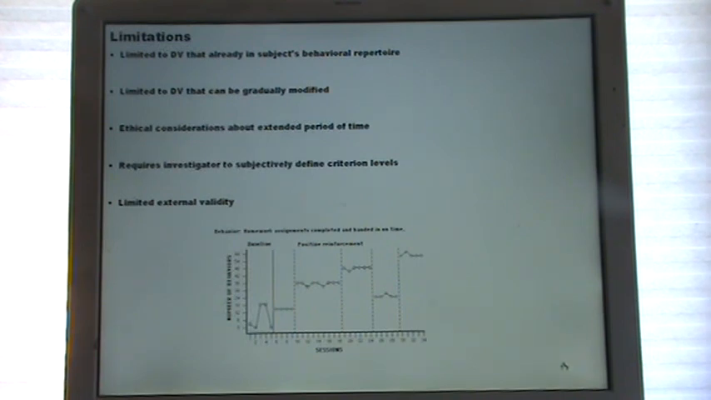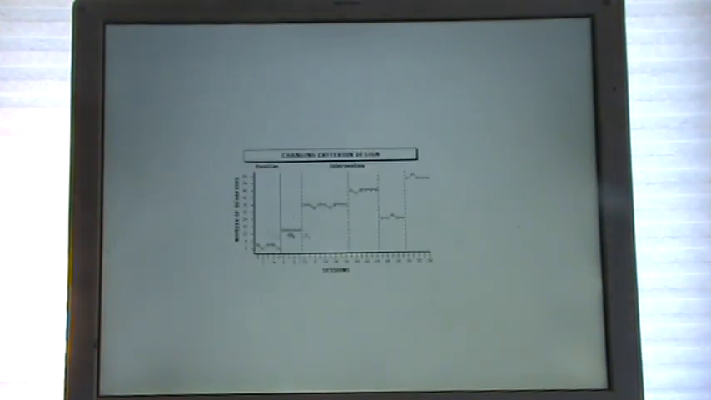Well, that is the changing criterion design. Here's just another example of what it looks like.